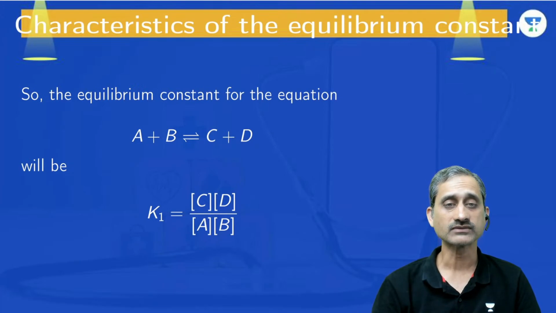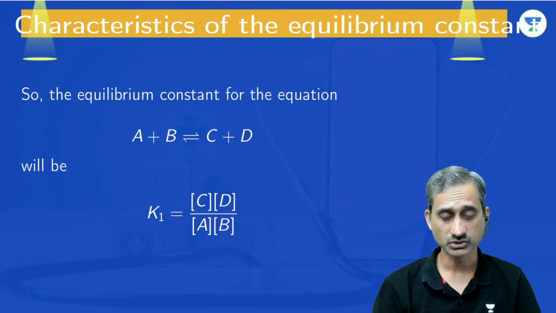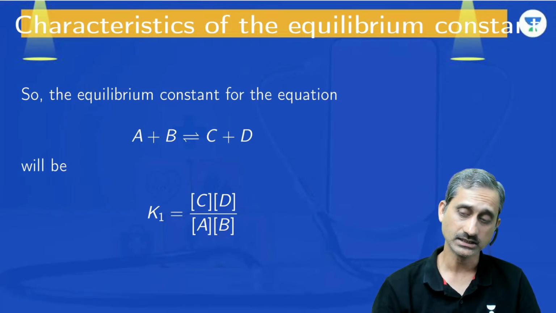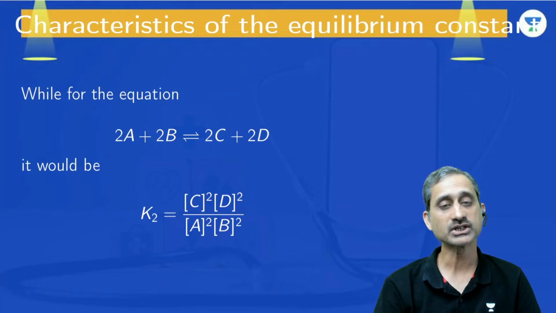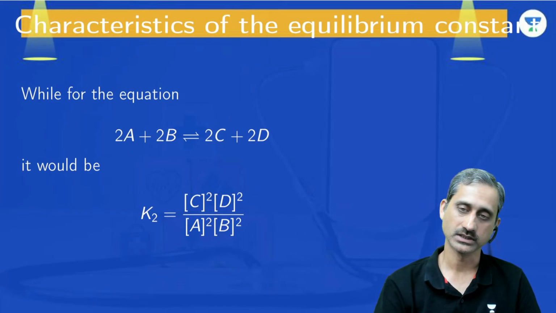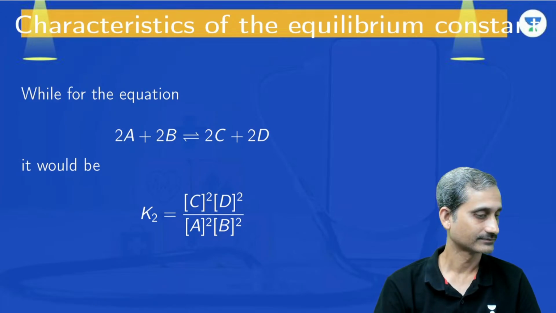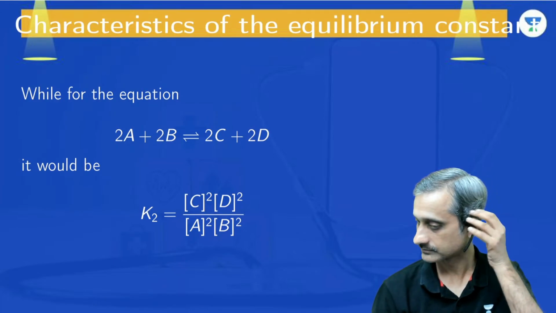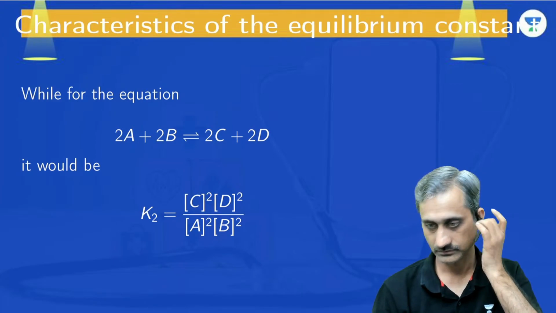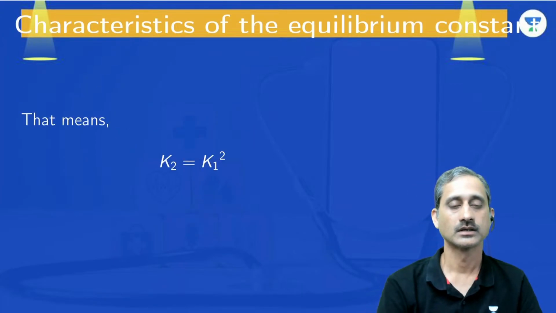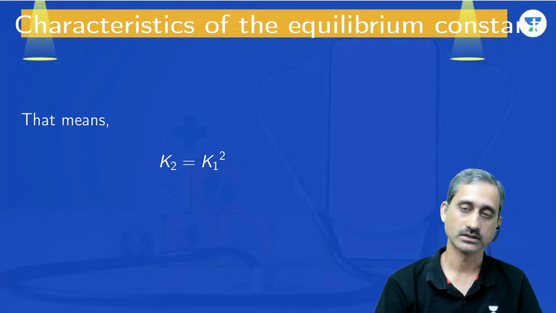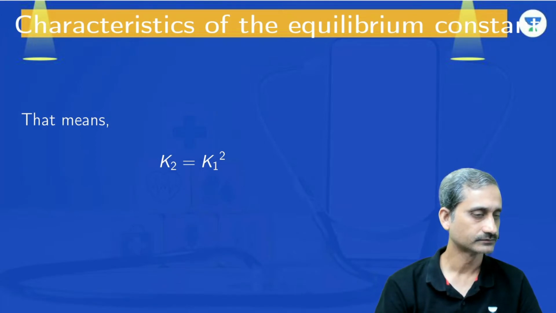So the equilibrium constant for the equation A plus B, C plus D will be K1 is equal to CD upon AB. And if I multiply it by 2, it's going to actually become the square. So K2 is equal to K1 square. Any confusions, anybody?